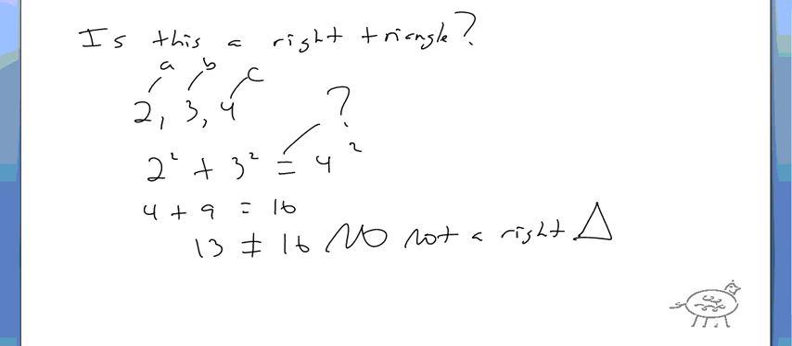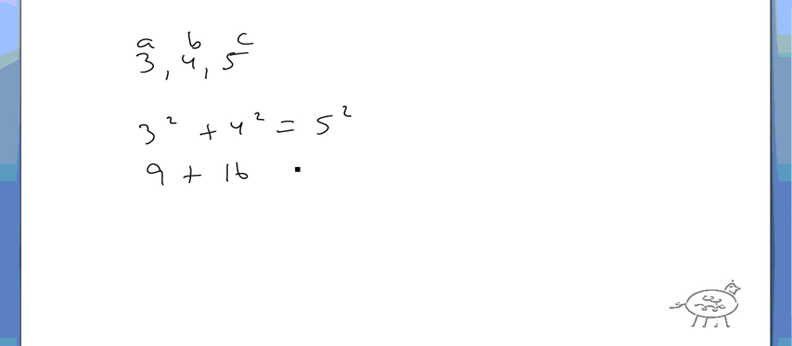Okay, let's try another one here. 3, 4, and 5. Is that a right triangle? Well, let's try it out. Again, that's A, that's B, and that's C. So 3 squared plus 4 squared equals 5 squared. So 3 squared is 9 plus 16 is 25. So yes.